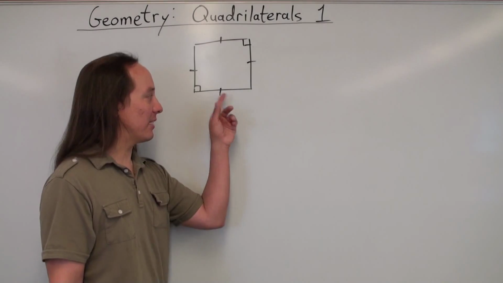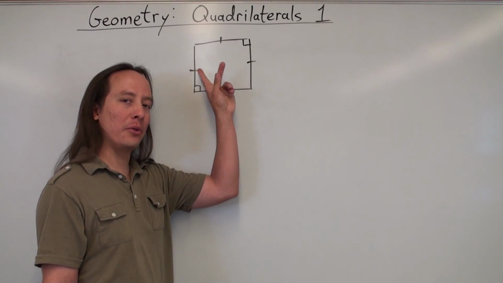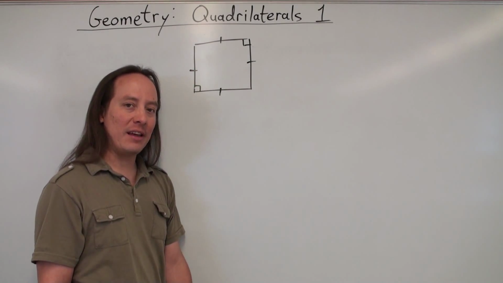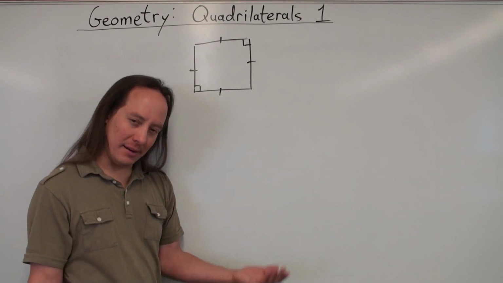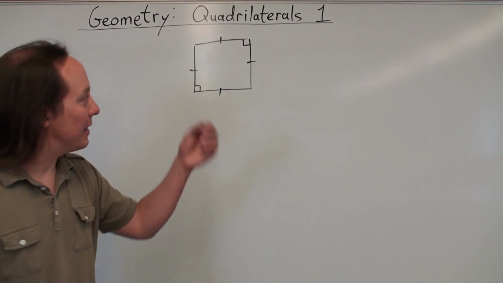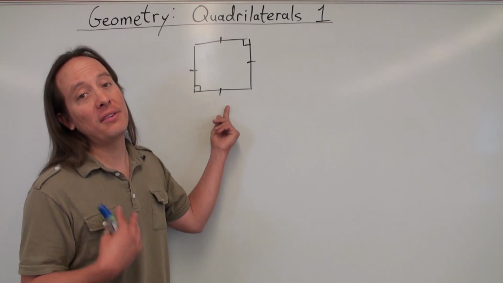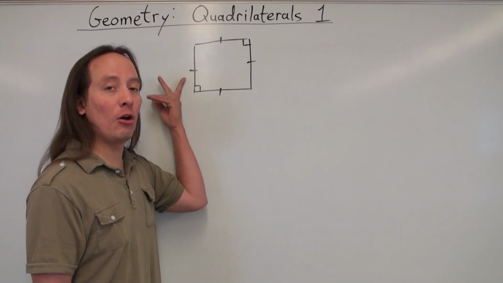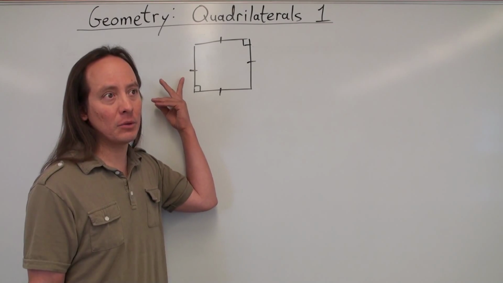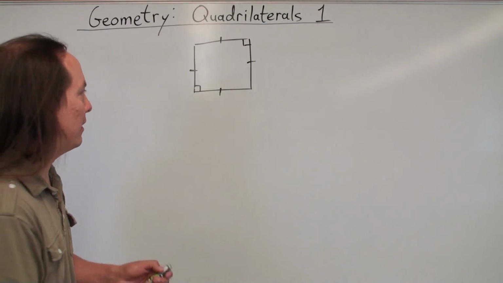The next thing we should look at here are these little marks that I put through each side. What does that mean? It means that the side that has one mark on it will measure the same as all the other sides that also have one mark. Okay? Let's compare that to a rectangle, for example.